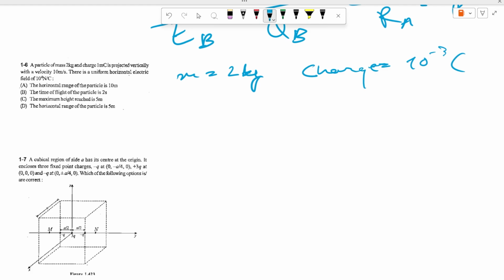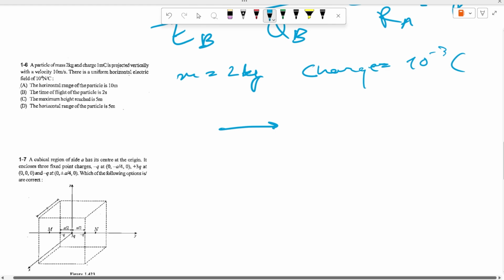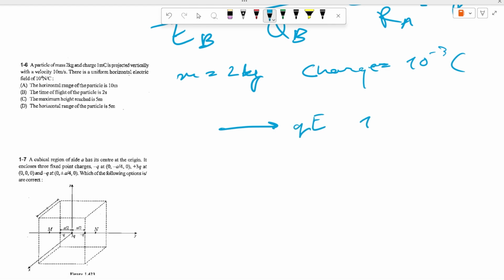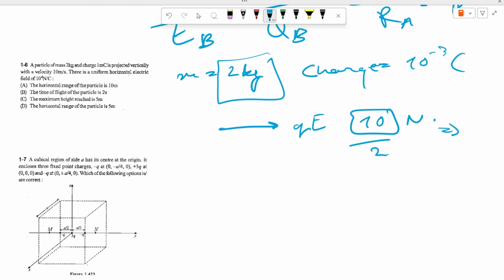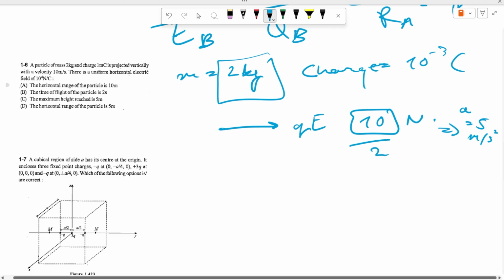So what's essentially happening is we can calculate the force horizontally. It is going to be QE, so it's essentially going to be 10 newtons. We have been given the mass, so we can just divide by 2 to get the acceleration, which is equal to 5 meter per second squared, right?